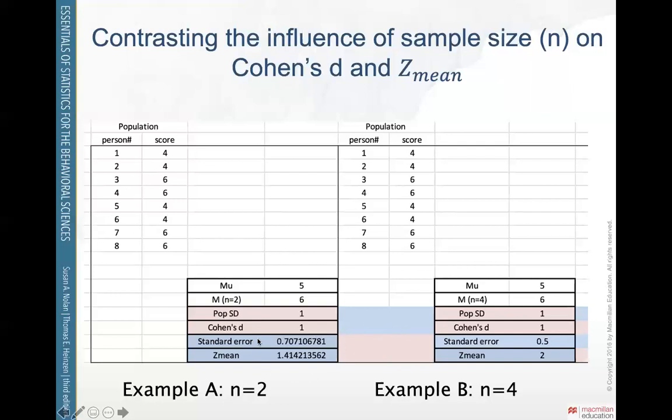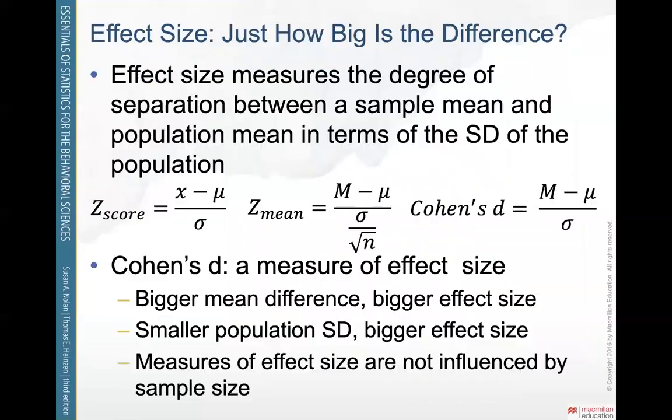But if you look at the z-mean, as the sample size increases, it causes the standard error to get smaller. 0.5 is smaller than 0.7. And because the standard error is in the denominator, when the standard error gets smaller, it causes the magnitude of the z to get bigger. 2 is bigger than 1.414. So this illustrates, once again, this idea.